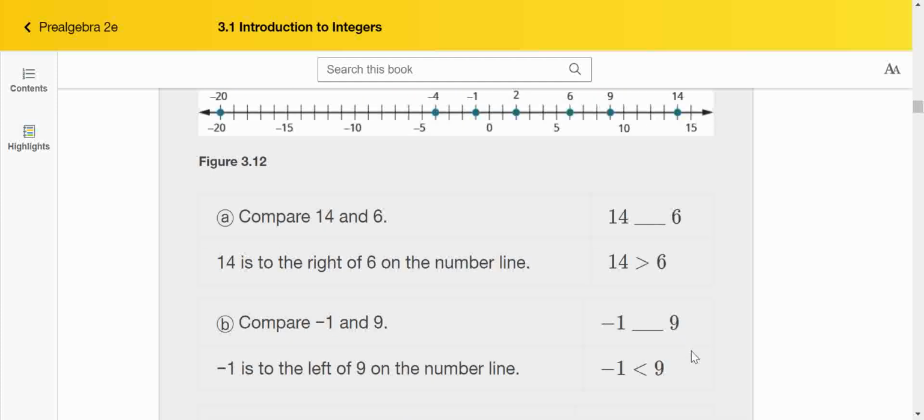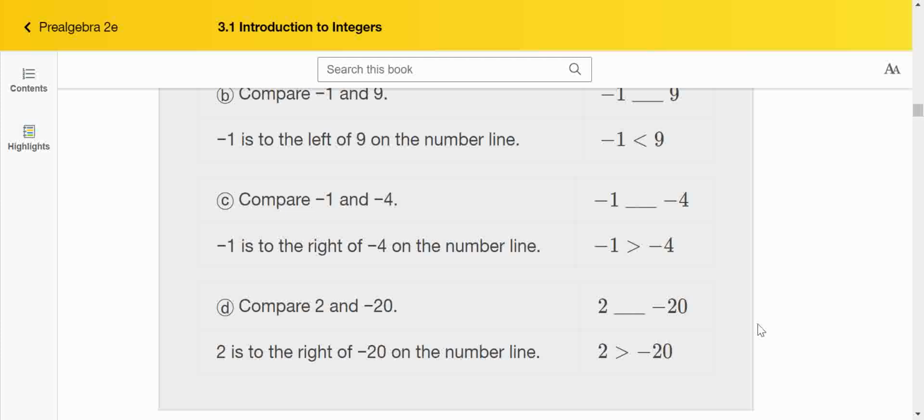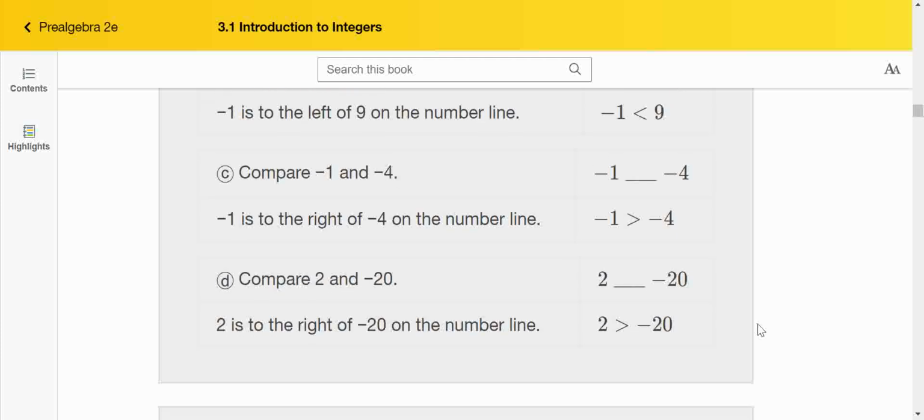B. Compare minus 1 and 9. Minus 1 is to the left of 9 on the number line, so minus 1 is less than 9. C. Compare minus 1 and minus 4. Minus 1 is to the right of minus 4 on the number line, so minus 1 is greater than minus 4. D. Compare 2 and negative 20. 2 is to the right of negative 20 on the number line, so 2 is greater than negative 20.